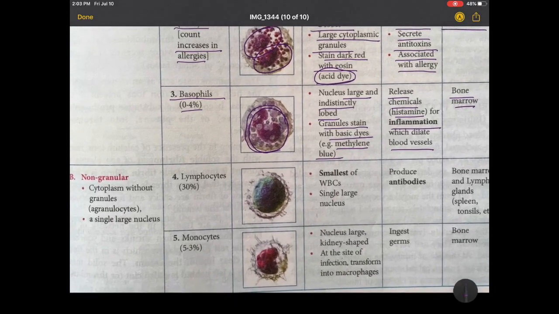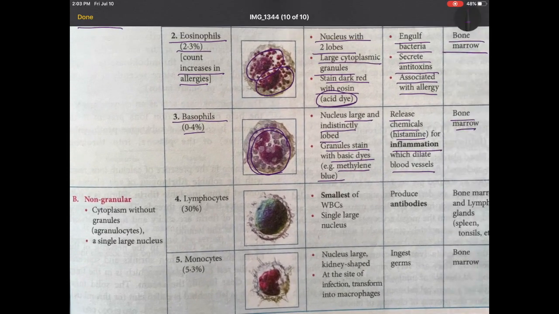Now, moving on to non-granular white blood cells. Non-granular means the cytoplasm does not have any granules. It is not grain-like. They are agranulocytes. They have a single large nucleus. It is not lobed like the granular white blood cells.